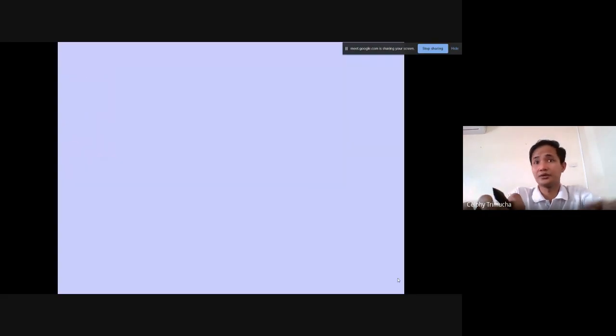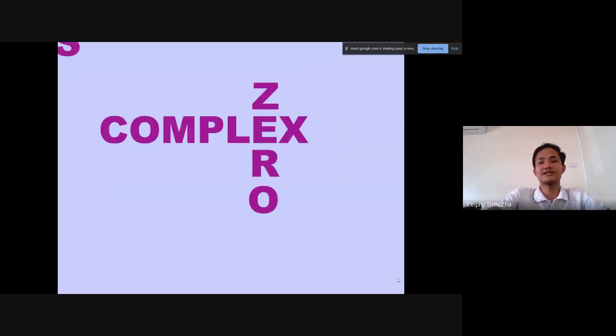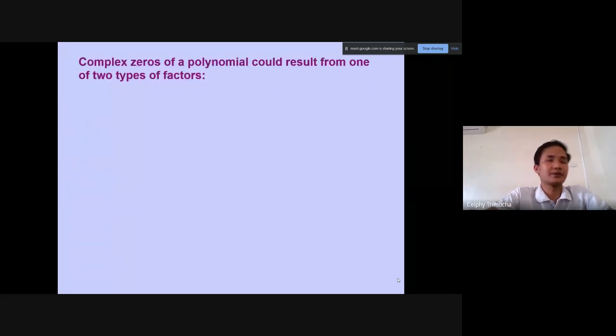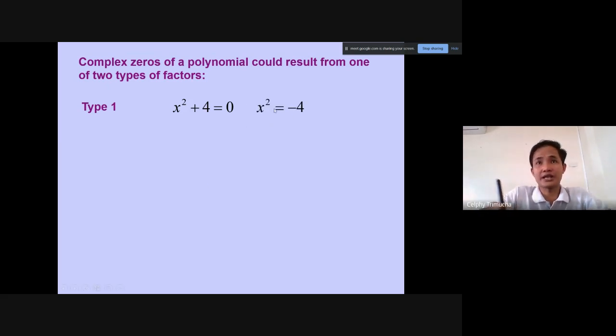Okay, so let's proceed with the complex zeros of a polynomial. Complex zeros of a polynomial could result from one of two types of factors. Number one, x squared plus 4 is equal to 0. Wherein makuha na ito ng atong factor, x squared is equal to negative 4, or we have plus minus 2i. Kung nagkuha kita sang square root sang negative number, dara masulod ang complex naton nga roots.